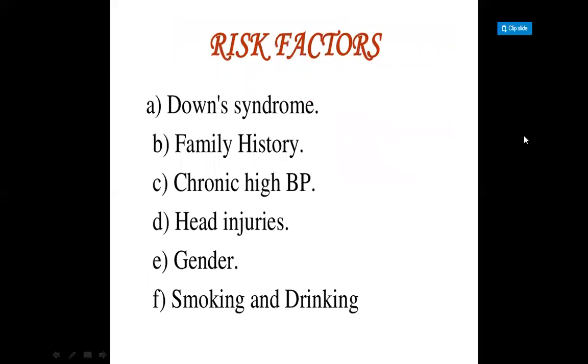Then what are the risk factors? If the person already has Down syndrome, family history, chronic high blood pressure, or any head injuries, then gender, and smoking and drinking. These are the risk factors which further develop the chances of Alzheimer's disease.